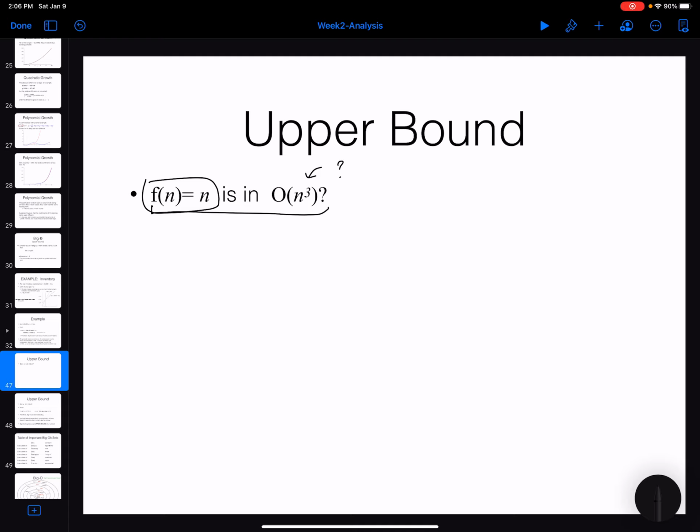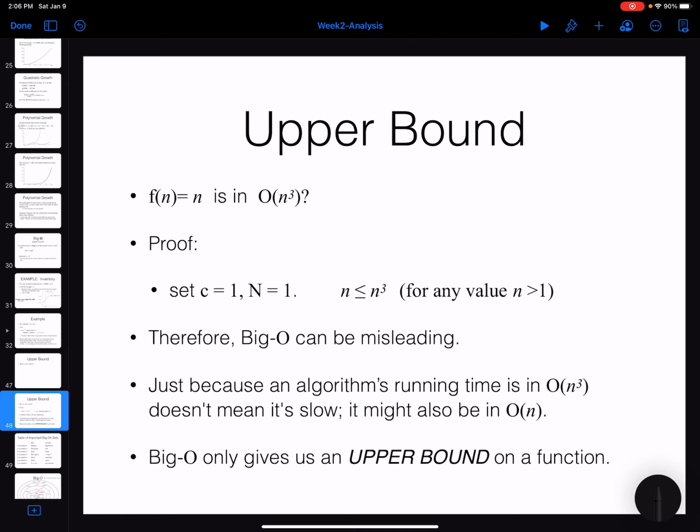The answer is yes. Why? Because I can actually find c equal to 1, n equal to 1, and say that for all the values of n greater than 1, n is less than or equal to n power 3. That is right. And so this is because big O is an upper bound. This is going to tell you that the growth ratio of n power 3 is greater than the growth ratio of f of n.